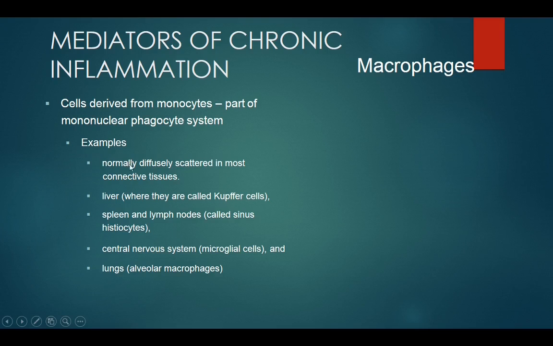So what are examples? Normally diffusely scattered in most connective tissue and liver. In the liver, what are these macrophages? These are the fancy names which are given to these macrophages. In liver, it is called Kupffer cell. Spleen and lymph node, it is called sinus histiocytes. CNS, it is called microglial cells, and lungs, it is called alveolar macrophages. So these are the names which are given to this special type of macrophages in their respective organs.